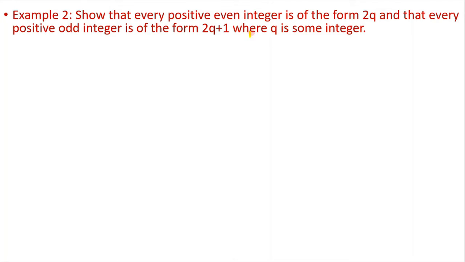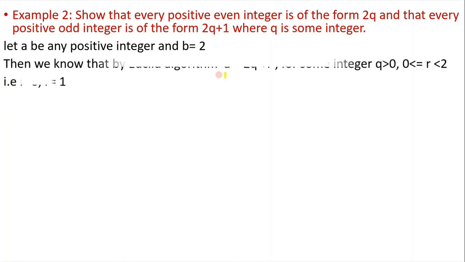Let us assume that a is a positive integer and the value of b is equal to 2. When you substitute b = 2 in this general equation, we get a = 2q + r, where the range of r lies between 0 ≤ r < 2. That is, r = 0 and r = 1.